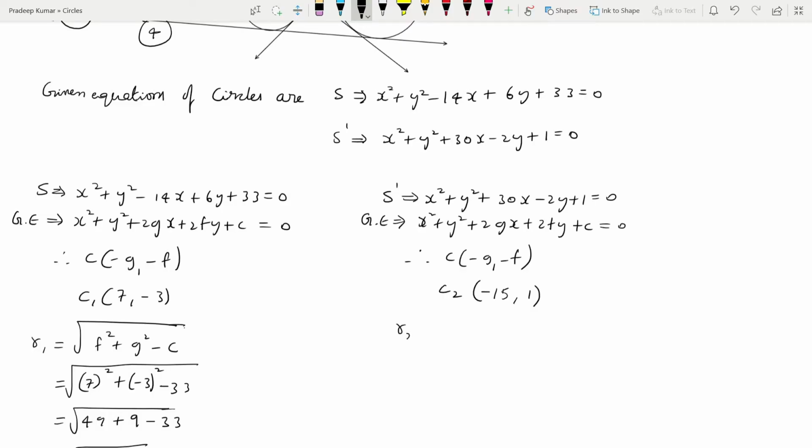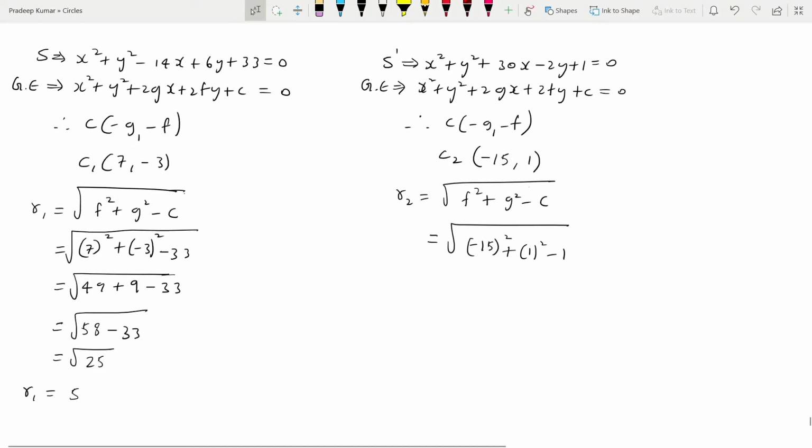Let's find out the radius of the second circle, that is root of f square plus g square minus c. Here we substitute the values: minus 15 whole square, plus 1 whole square, minus 1. Let's solve this further. What is the value of 15 square? 15 square is 225. Plus 1 minus 1 will get cancelled.